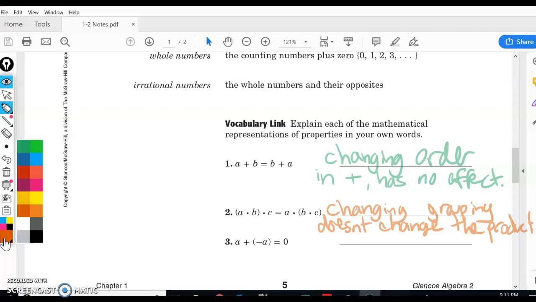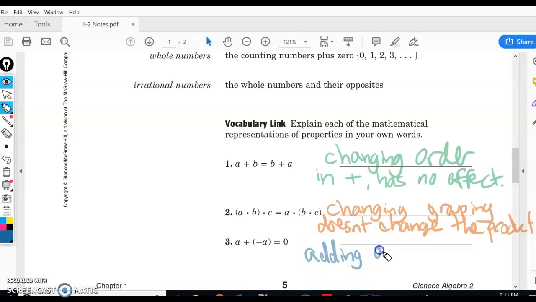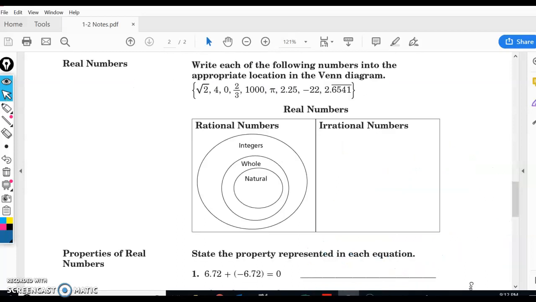Lastly, if we have any number A and we add its opposite, it's always going to equal 0. So we can write adding opposites always makes 0. Basically common sense stuff for these three problems. Let's go to the next page and sort some real numbers.